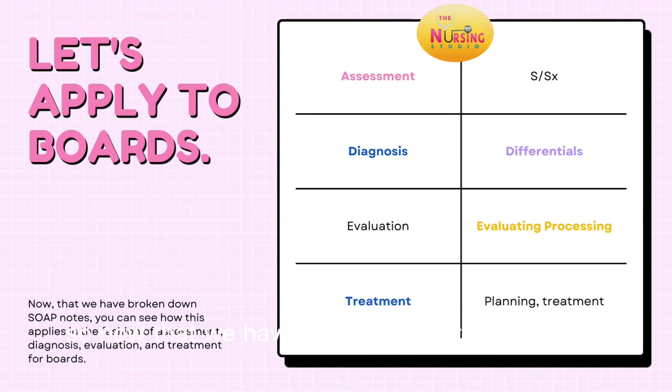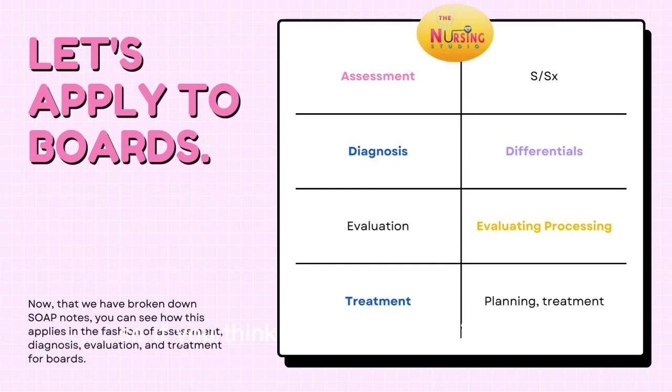So now that we have broken down the SOAP note, I want you to be able to see how this applies in the fashion of data. So I put it in this chart format to kind of let you see it as what I'm typically talking about, and you'll be able to make a correlation now that we have talked about the SOAP note. But I always say this is how the test is actually providing for you.